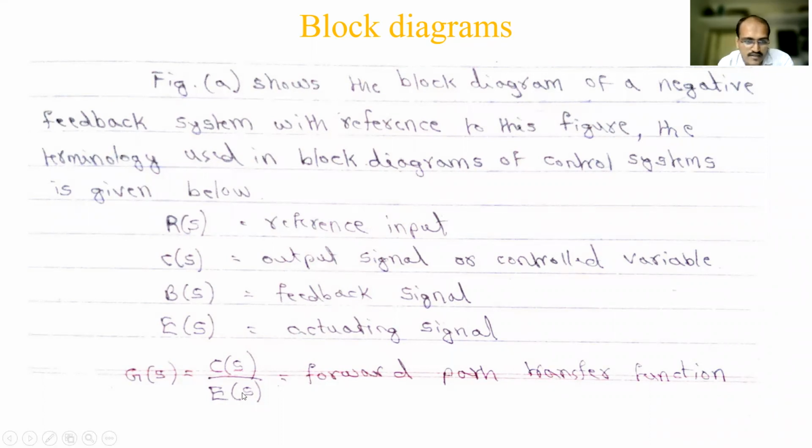There are two blocks. One is G of S. What is that G of S? If we write the transfer function, it is output by input. What is the output of the G of S block? It is C of S. And what is the input to it? The actuating signal, E of S. That's why it is written C of S by E of S. This we call the forward path transfer function, because it is in the upper path, the moving path, the forward path.